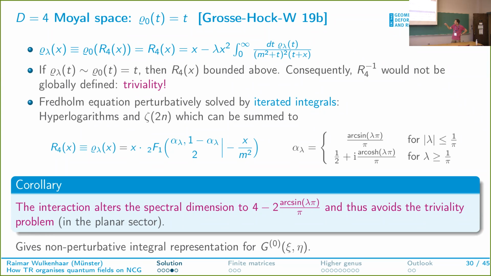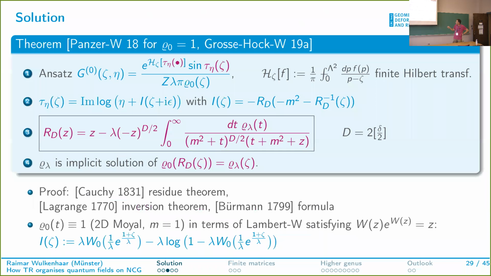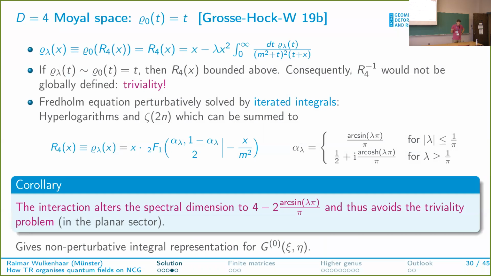And then you see, if x goes large, this second term wins and the function goes down. So it has a maximum, it's bounded above. And this means that the inverse, which we need here, does not exist globally. So this is exactly a formulation of the triviality problem. We cannot go to infinite energies. So this is what you think. And we really thought this will be the case, and that's the end.